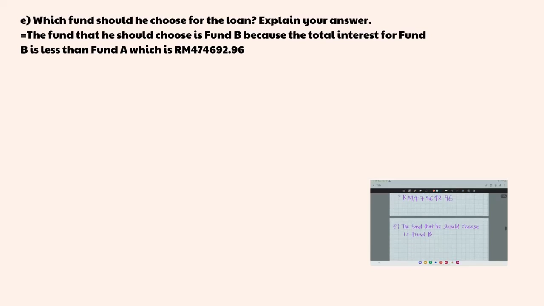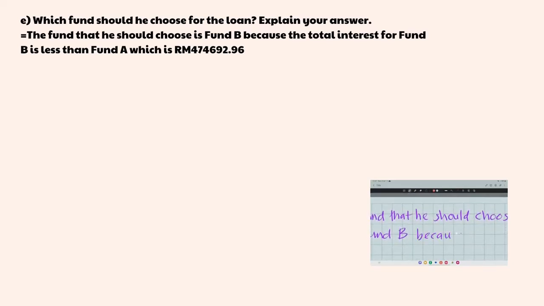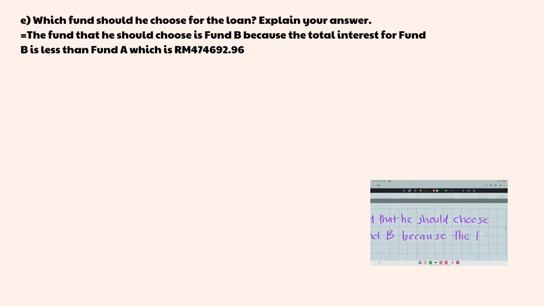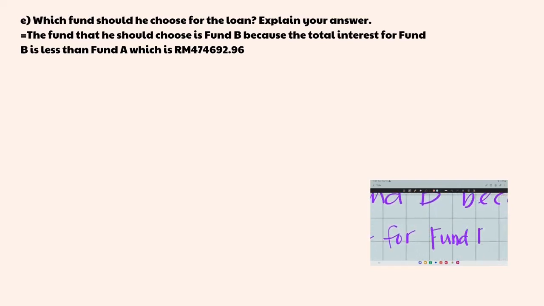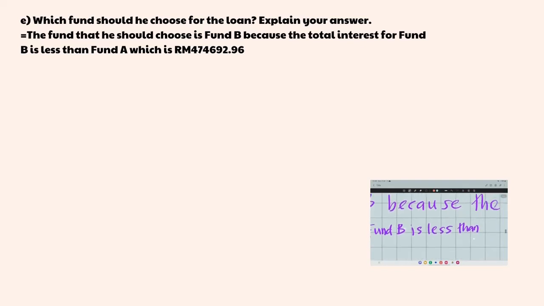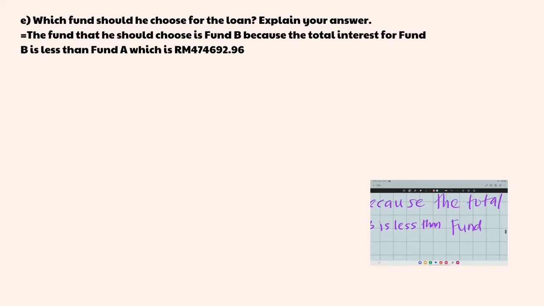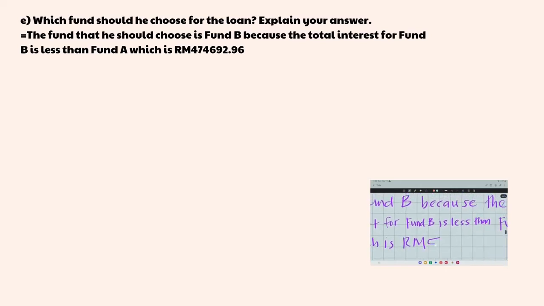So the answer for question E is the fund that you should choose is Fund A, because the total interest for Fund B is less than Fund A, which is RM505,115.52.